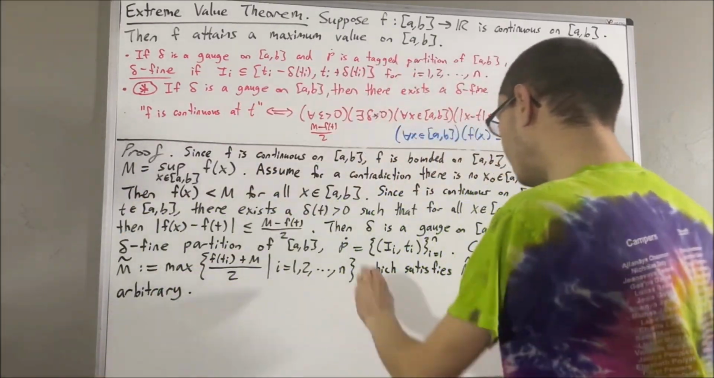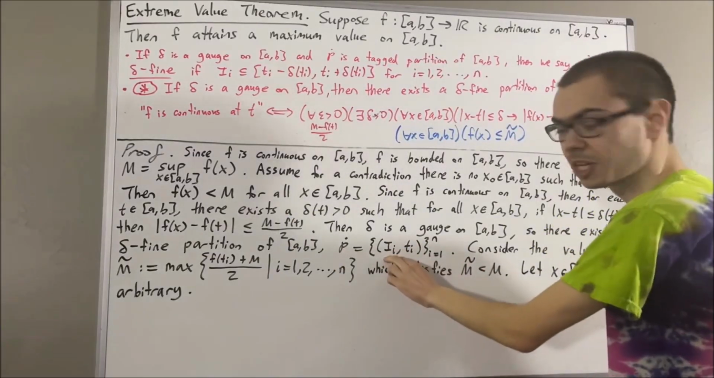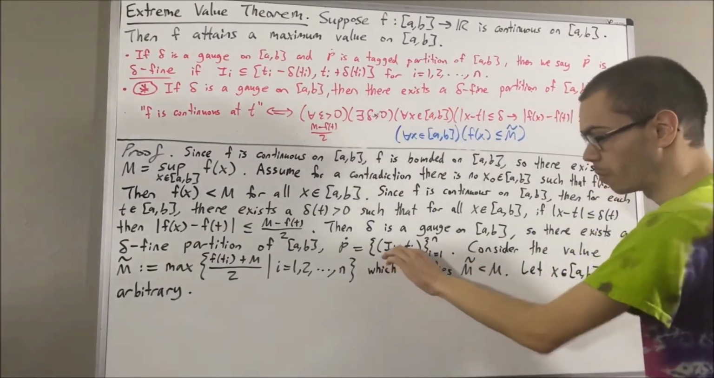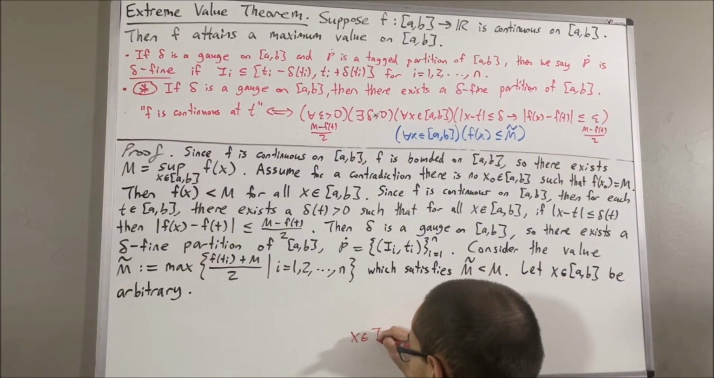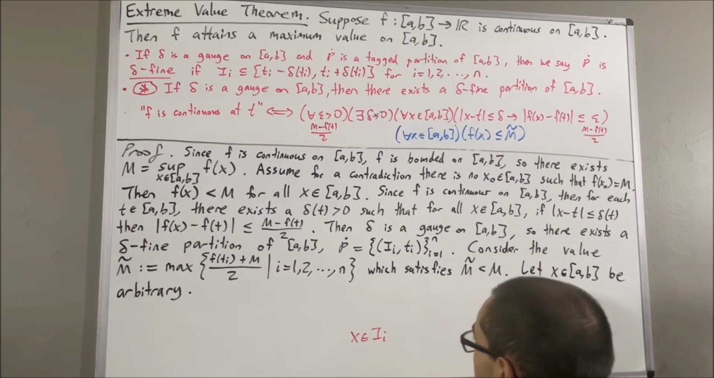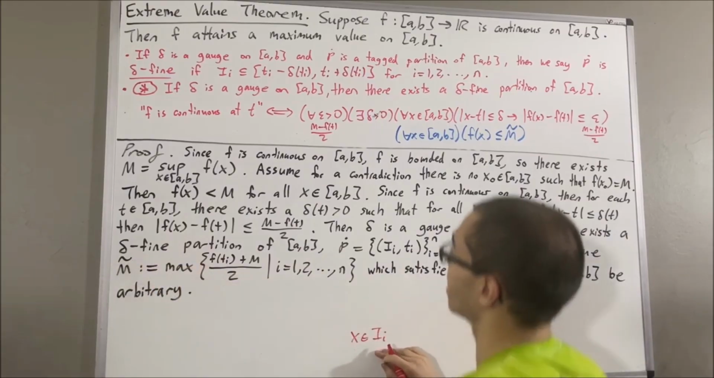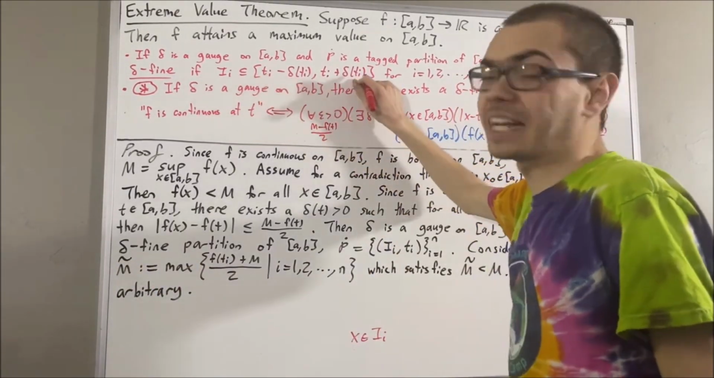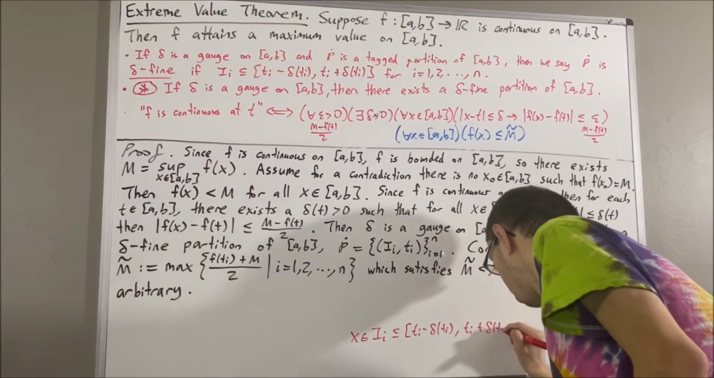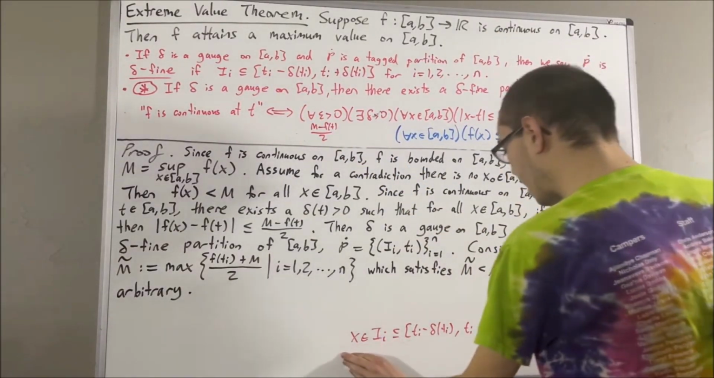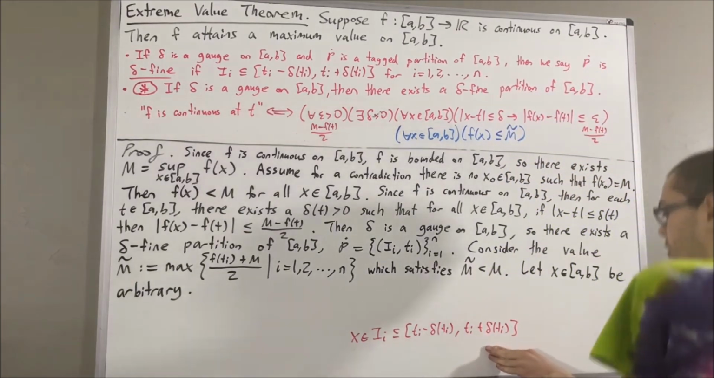Well then, since P partitions [a, b] into a bunch of subintervals, we know that x belongs to one of these subintervals. So we can say x belongs to some subinterval I_i. But since P is delta fine, then I_i must be a subset of this set, which is centered at the tag t_i. And therefore, x lies between t_i minus delta of t_i and t_i plus delta of t_i.